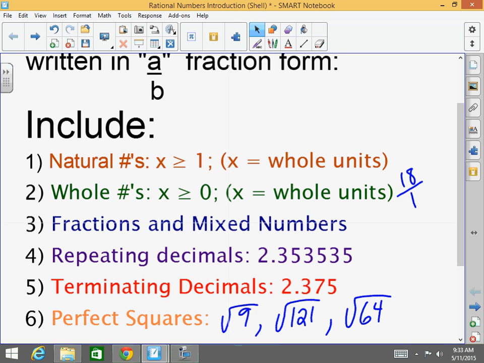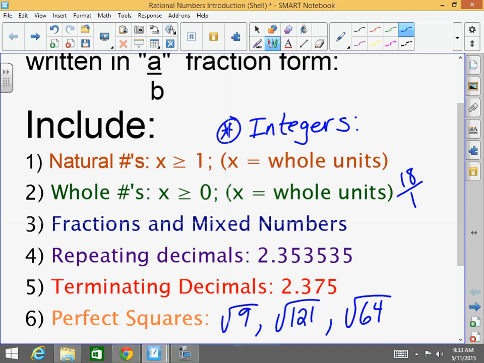They include natural numbers, whole numbers, fractions, mixed numbers, repeating decimals, terminating decimals, perfect squares, and I'm missing one thing here. They also include, I apologize, integers.